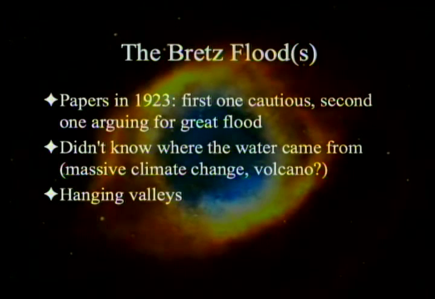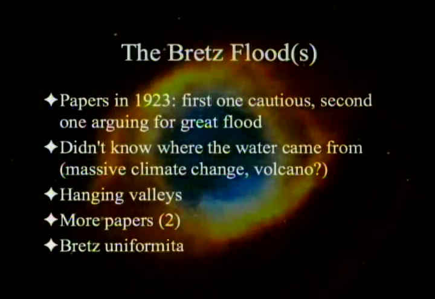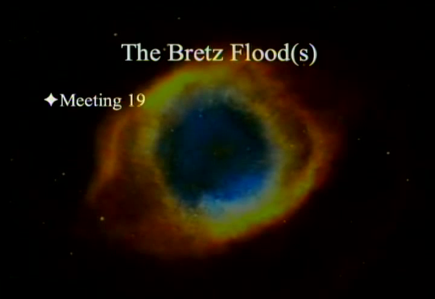But he kept noticing things like hanging valleys. In most valleys, the streams come down to meet the river. In these valleys, the streams came up and then suddenly dropped into a canyon. And he wrote two more papers. Now, Bretz was, in fact, a uniformitarian. But he looked at these things and he said, maybe it's the same general cause, but it certainly is not the same rate. There was a meeting in 1927 when he presented his findings and argued for them.